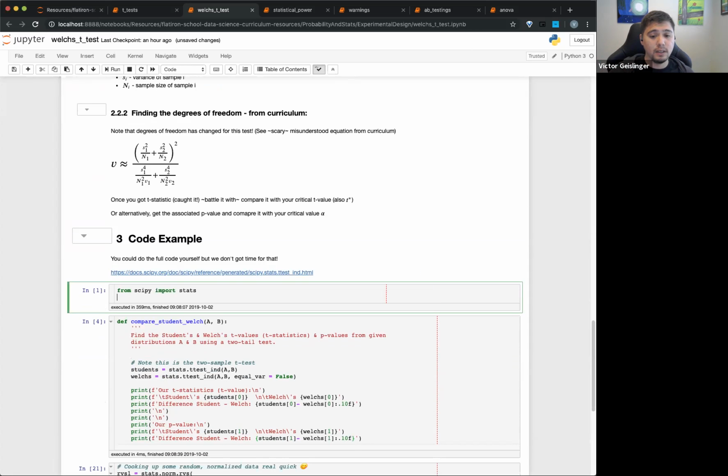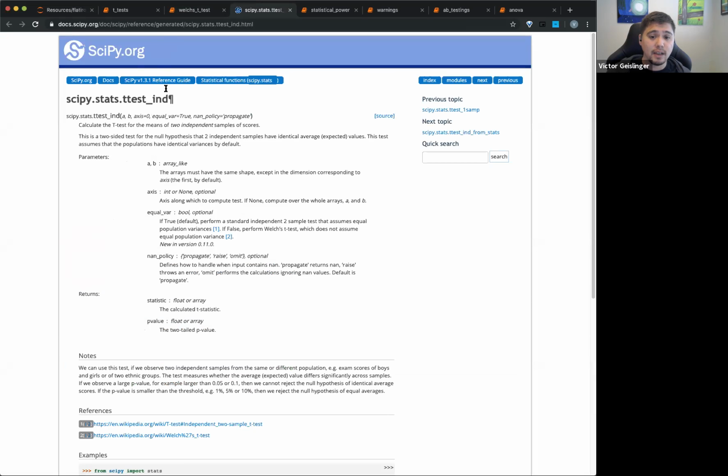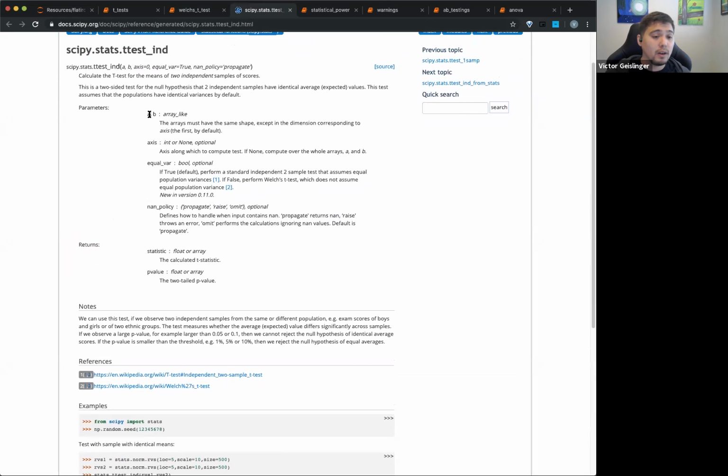So the nice thing is, let's just see how you'd do this in practice. I wanted to show you guys really quickly, again I'm using SciPy. I think the curriculum might use something different, but I'm going to use SciPy. Here's the documentation. Basically, we're just going to put in A and B, which are our actual samples. Note that I don't have to calculate anything special. I just put in the samples A and B, and it will figure out how big those samples are.